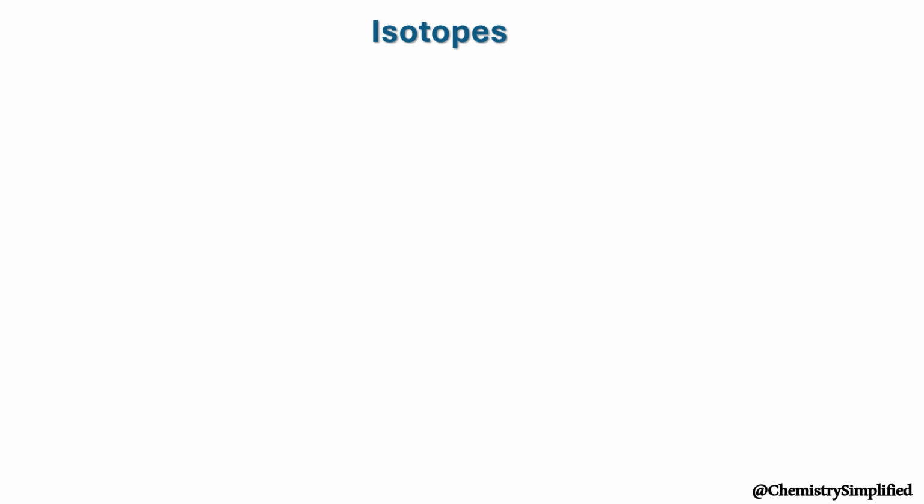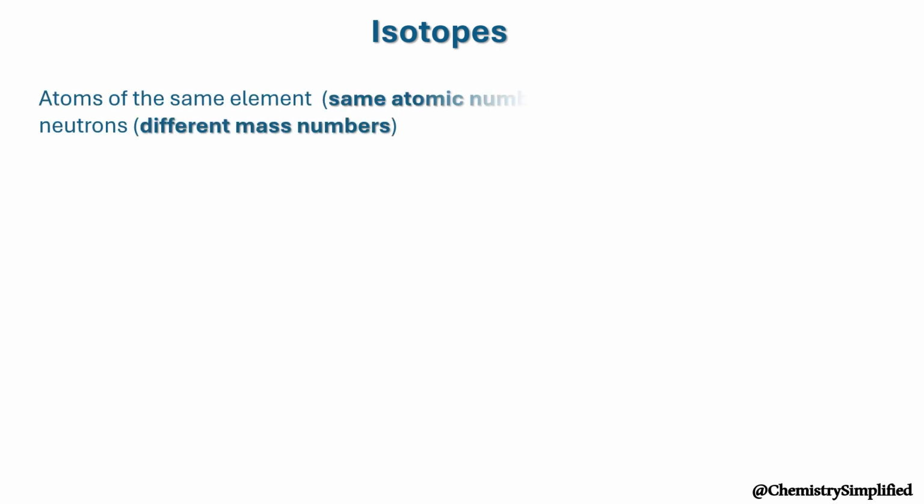In previous discussion, we had mentioned the word isotope. So now let's look at the definition. Isotopes are atoms of the same element, meaning they share the same atomic number, meaning they have the same number of protons. If you remember correctly, the atomic number is the same as the number of protons. But these atoms have different numbers of neutrons, meaning that they have different mass numbers, where the mass number is the number of neutrons plus the number of protons.